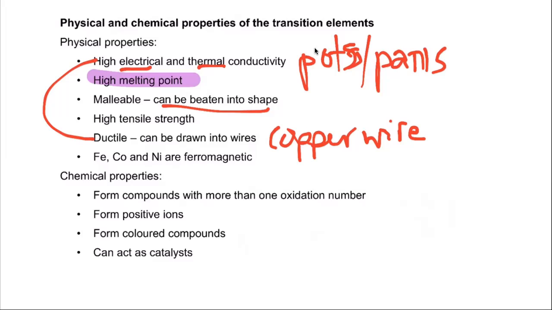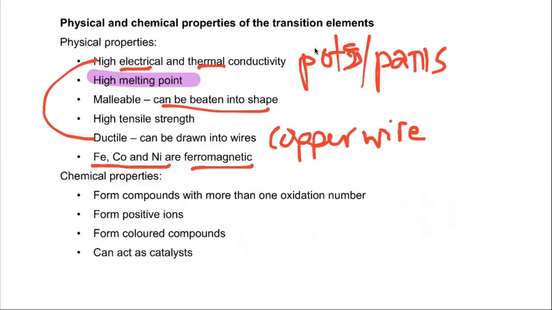And then the last one is that there are 3 specific ones, iron, cobalt, and nickel, that are ferromagnetic. The other ones aren't necessarily going to be magnetic, okay? Just because something's a metal doesn't mean it's magnetic. It has to do with these d sublevel electrons.